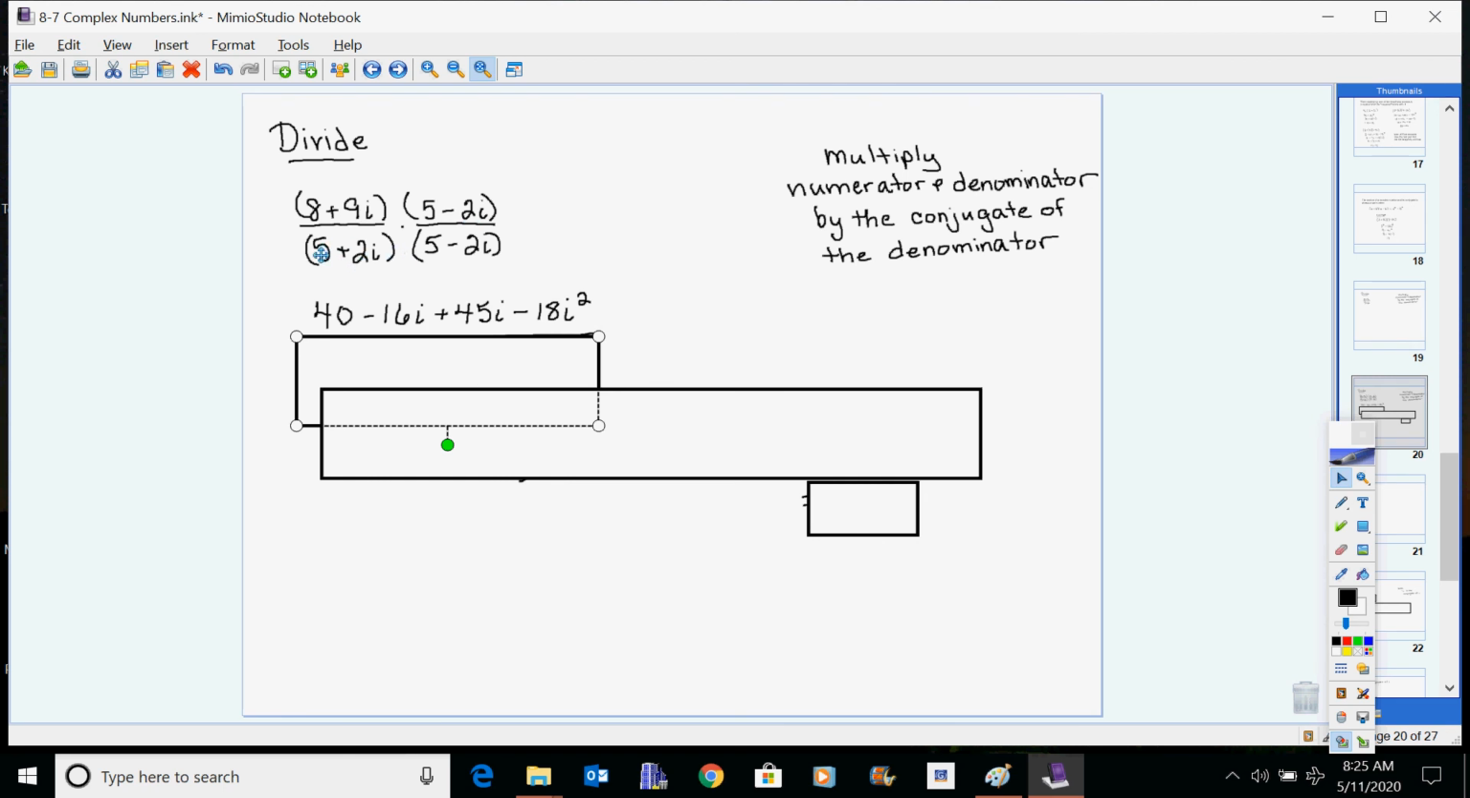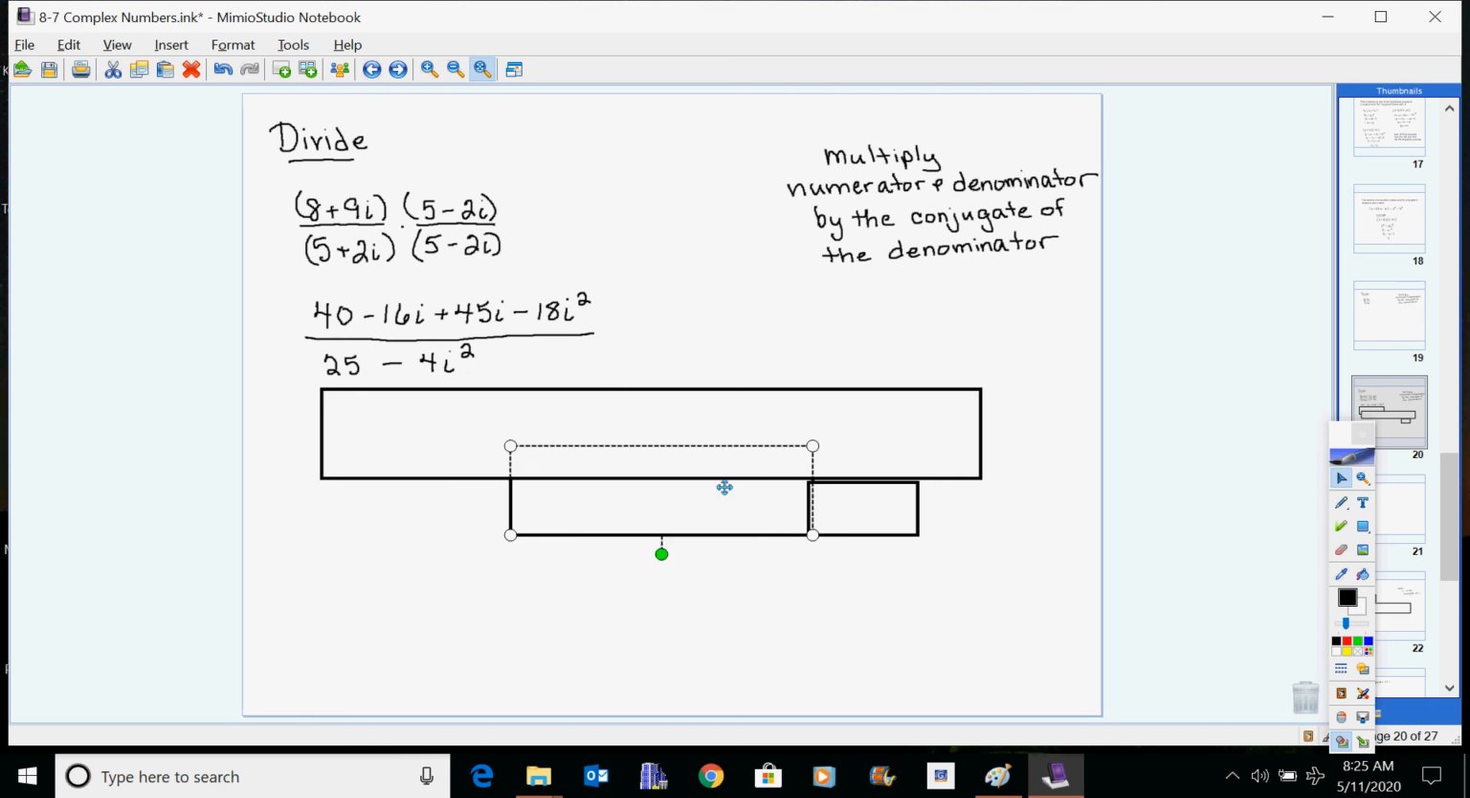Here, 5 squared minus 2i squared. And when I do 5 squared, I get 25. When I take 2i times 2i, I get negative 4i squared. You need to begin to simplify this numerator, and you need to begin to simplify the denominator.